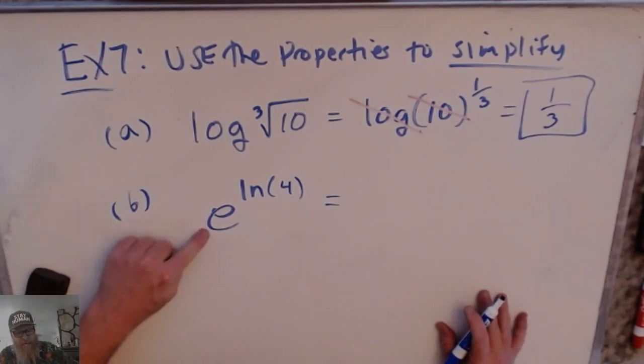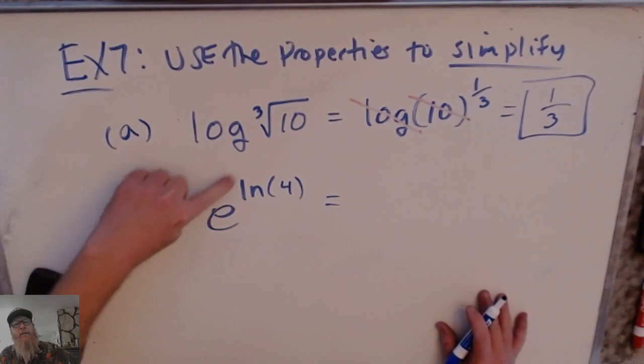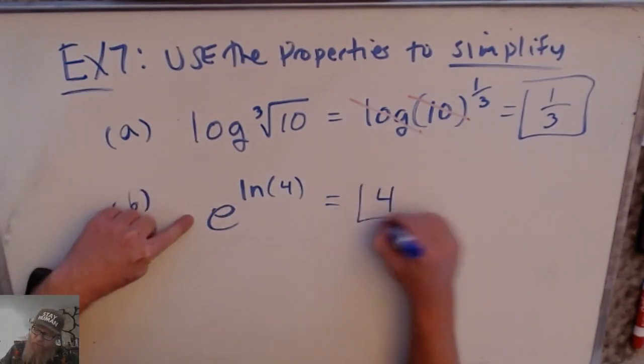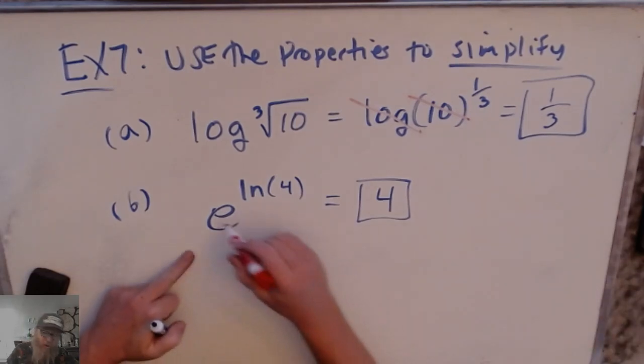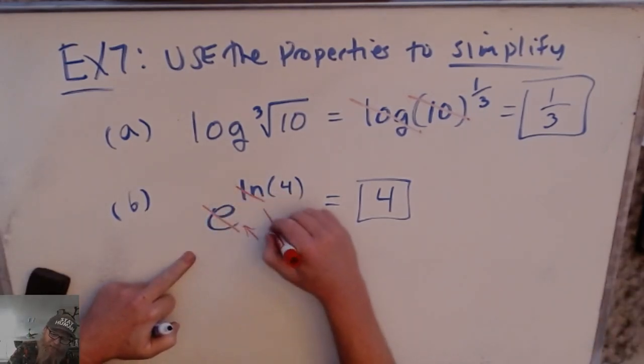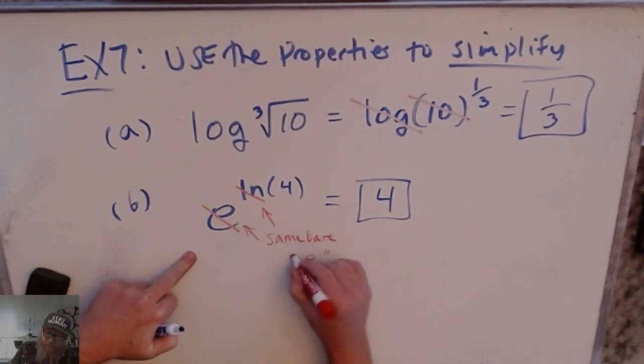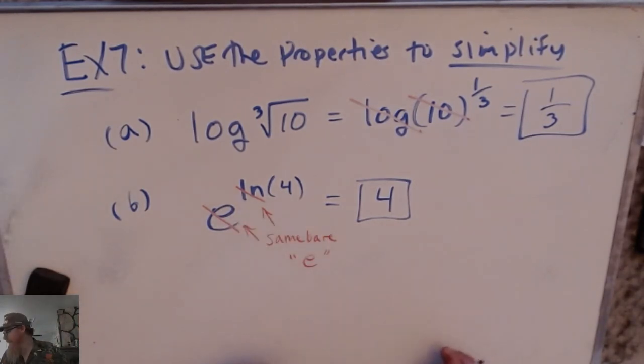Okay. E and ln, those are going to cancel each other out. You're just going to get 4. These already have the same base. They're both base E. So I can cancel those out.